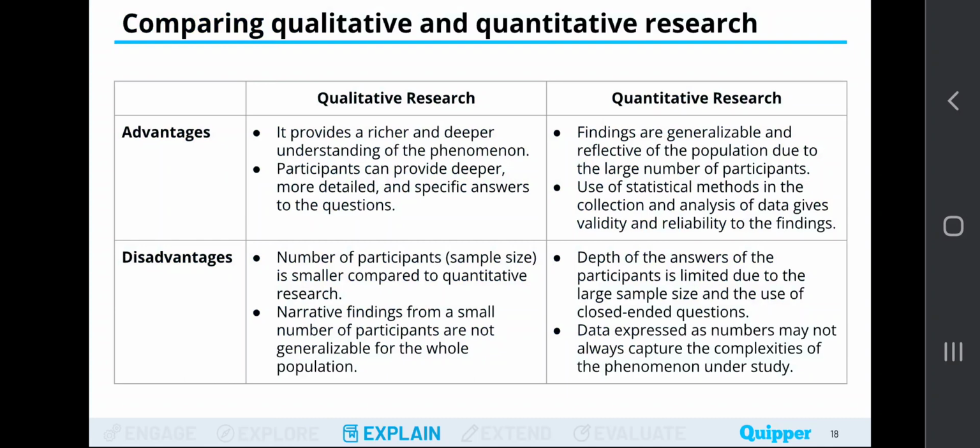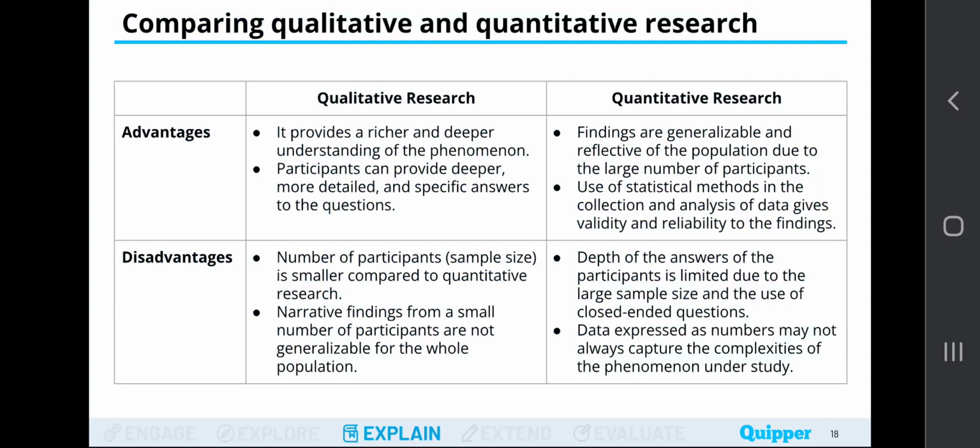Right? Now, what are the disadvantages when using quantitative research? First, the depth of the answer of the participants is limited due to the large sample size and the use of close-ended questions. Remember, class, that in qualitative research, it is a must that you ask open-ended questions. Kaya lagi, what we are trying to get there is the meaning, the perception, and the interpretation.